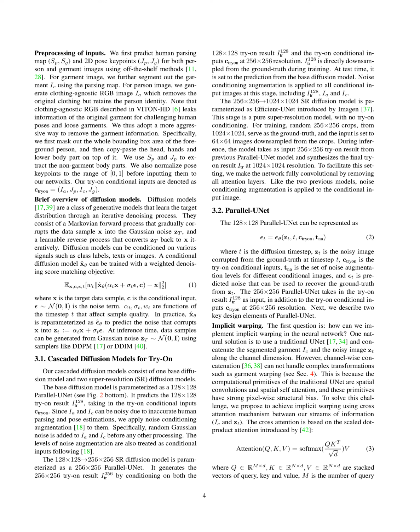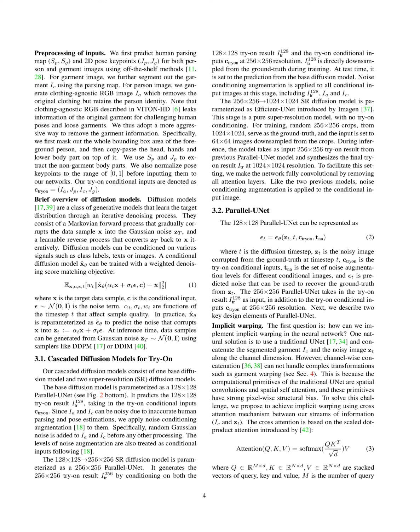The variables c_tryon and t_na represent TryOn conditional inputs and a set of noise augmentation levels for different conditional images respectively. The variable epsilon_t refers to predicted noise that can recover the original image from the noisy one. The larger 256 by 256 Parallel-UNet uses the TryOn result, denoted as I_TR128, as input, as well as the TryOn conditional inputs at a resolution of 256 by 256.